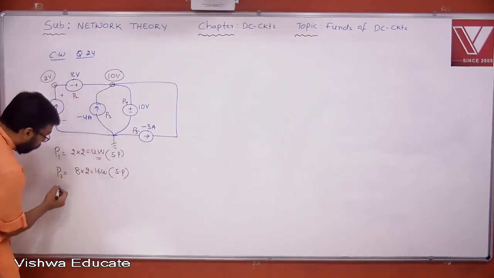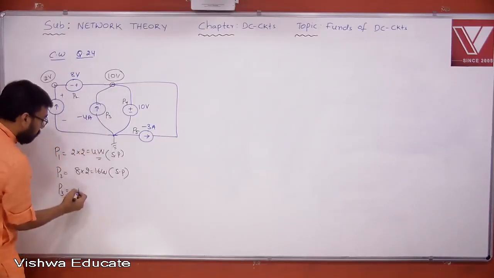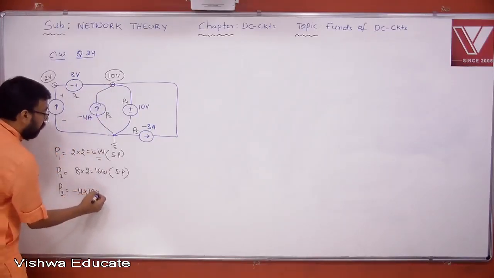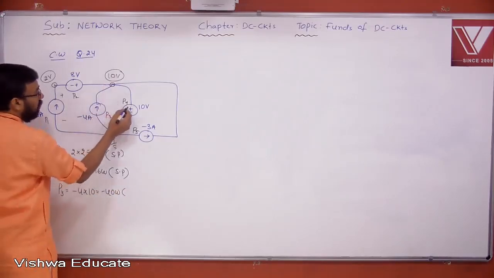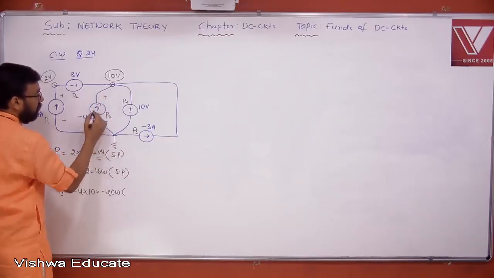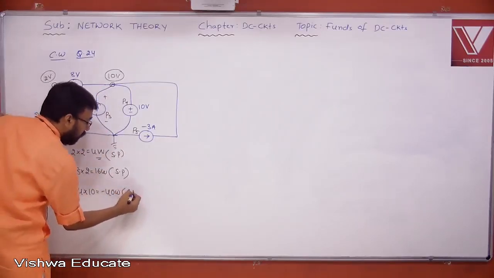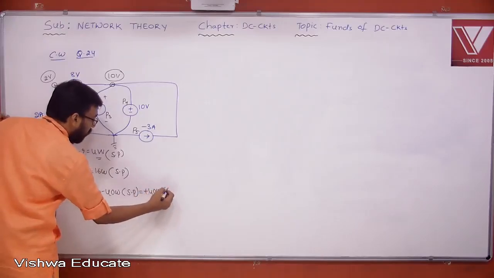Now, P3. Minus 4 into 10, minus 40 watt. Polarities please, plus minus, because 10 minus 0. Leaving from positive, supplied power. Minus 40 watt supplied power is nothing but plus 40 watt absorbed power.